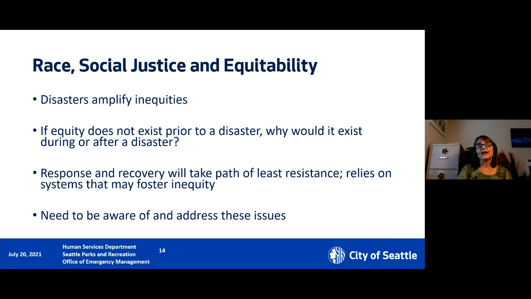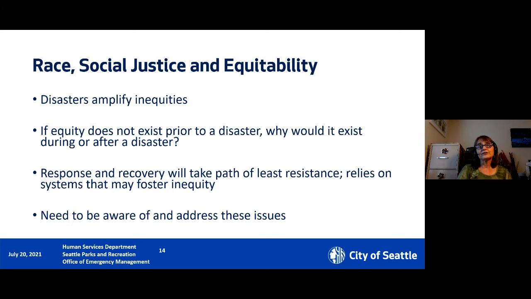Fundamentally, disasters amplify inequities. Historically, we have seen in disasters, inequities can result in people dying, injured, devastated, and irreparably harmed disproportionately. It can also interfere with the ability of a person to recover from the disaster. If equity does not exist prior to a disaster, why would it exist during or after a disaster when conditions are so much more difficult?